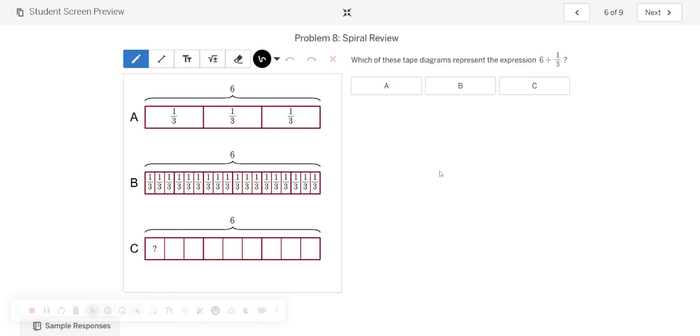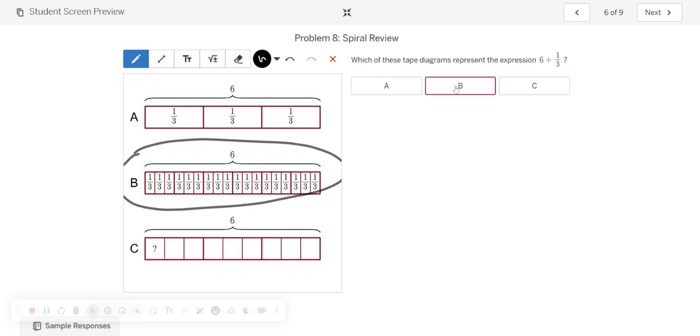Which of these is 6 divided by 1/3? Ooh, that's not right. It's this one, B. 6 getting divided by 1/3. There's lots of them.